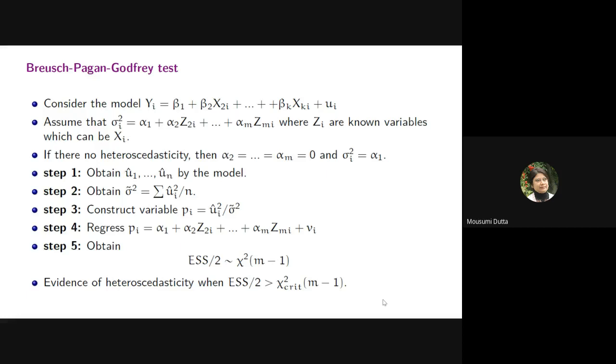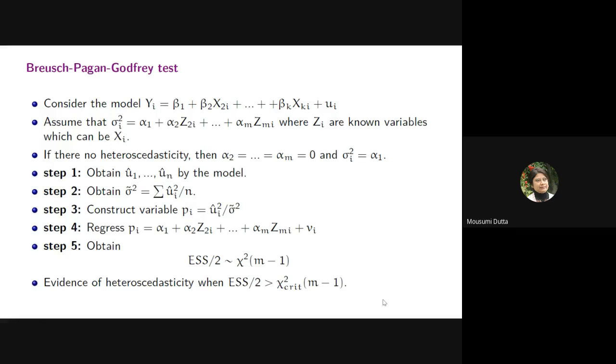Here we are assuming the variance sigma i square is a function of several z variables. Now zi can also be xi's, or it can be any other variable. So sigma i square is a function of several variables. If there is no heteroscedasticity, alpha 2 to alpha n, all the parameters, will be equal to 0. So sigma i square is equal to alpha 1, which is a constant. So this is the idea.